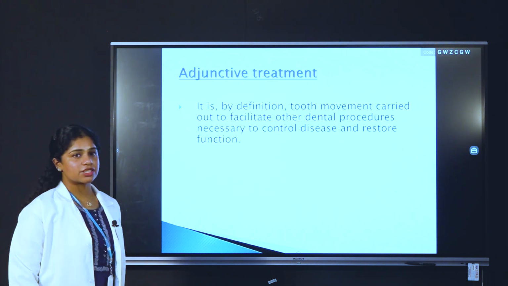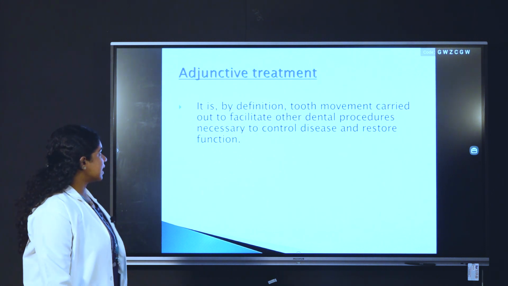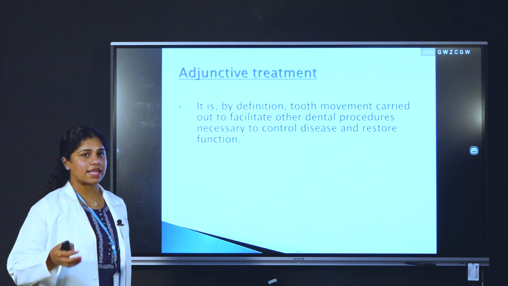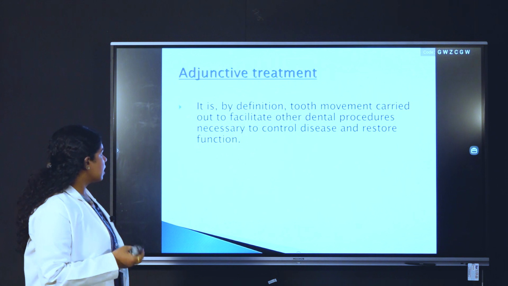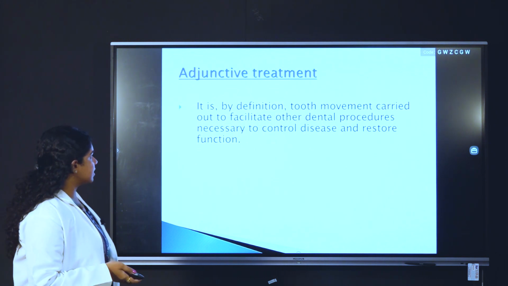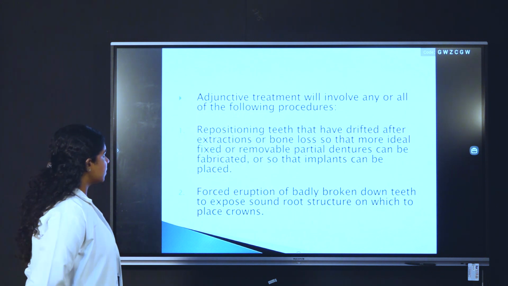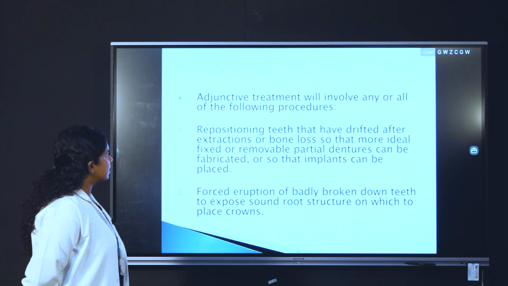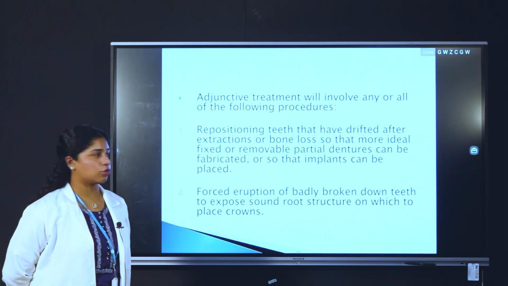So adjunctive treatment, by definition, is tooth movement that is carried out to facilitate other dental procedures like crown placements or anything to restore, or that is necessary to control a disease or restore function. So adjunctive treatment will involve any or all of the following procedures, such as repositioning the teeth that have drifted after an extraction or bone loss.